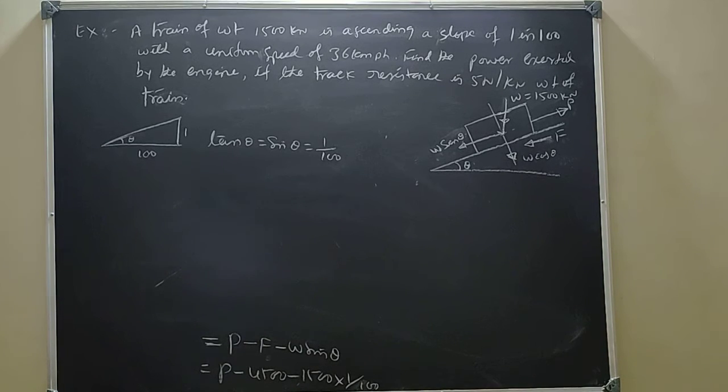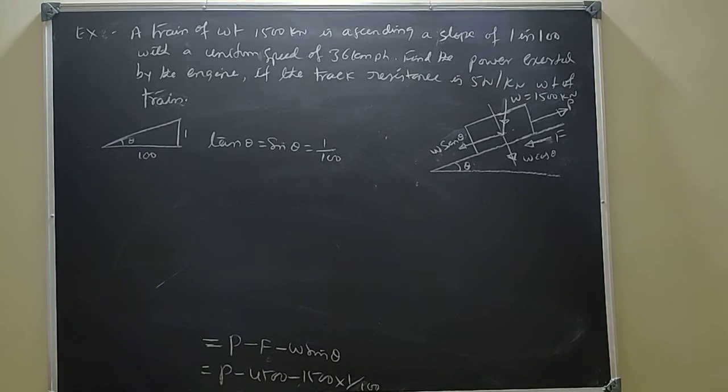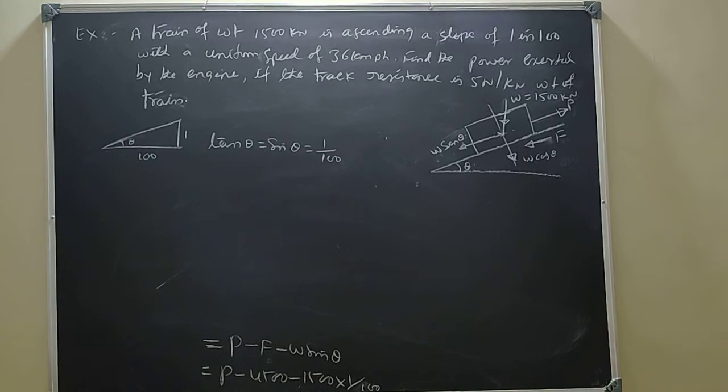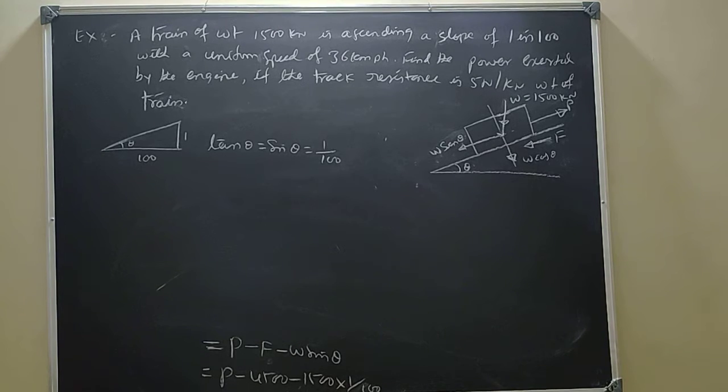So another numerical on the power calculation. A train of weight 1500 kilonewton is ascending a slope of 1 in 100 with a uniform speed of 36 kilometers per hour. Find the power exerted by the engine if the track resistance is 5 Newton per kilonewton weight of the train.